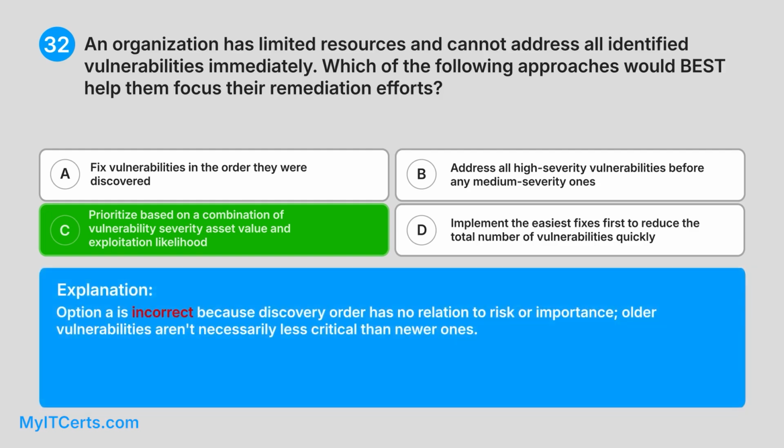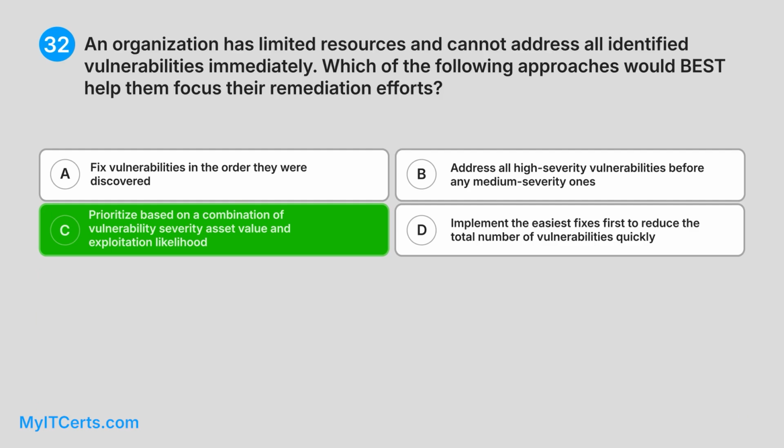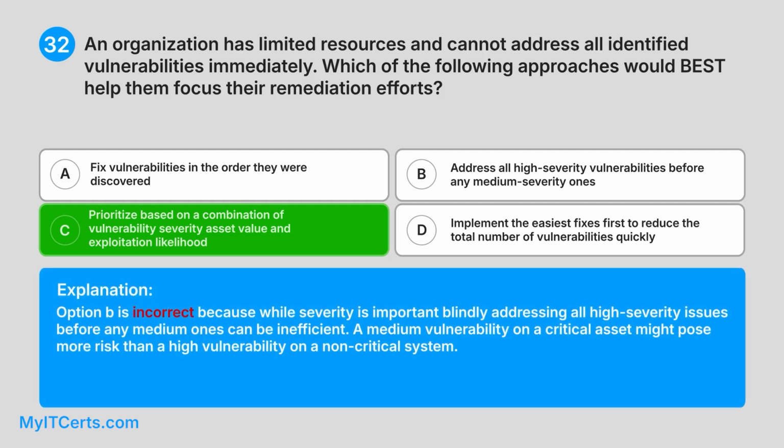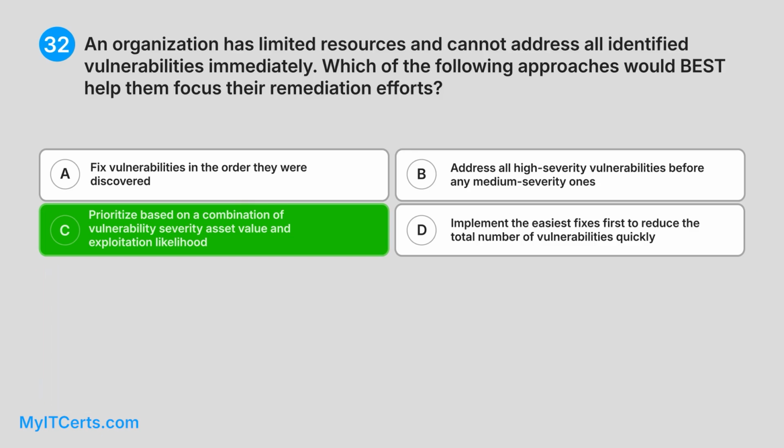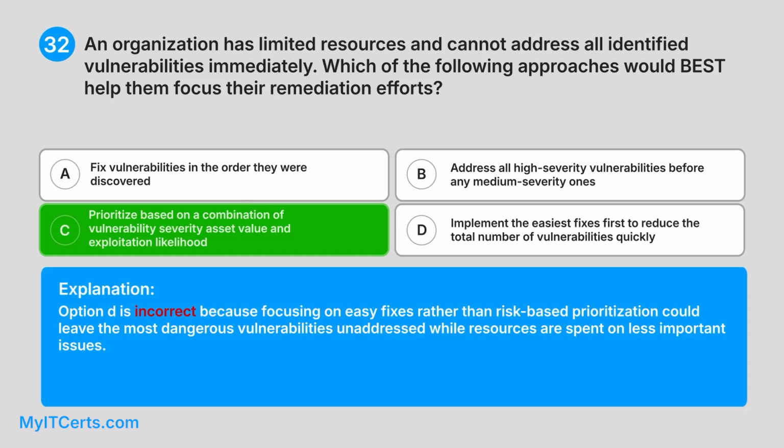Option A is incorrect because discovery order has no relation to risk or importance. Older vulnerabilities aren't necessarily less critical than newer ones. Option B is incorrect because while severity is important, blindly addressing all high-severity issues before any medium ones can be inefficient. A medium vulnerability on a critical asset might pose more risk than a high vulnerability on a non-critical system. Option D is incorrect because focusing on easy fixes rather than risk-based prioritization could leave the most dangerous vulnerabilities unaddressed, while resources are spent on less important issues.